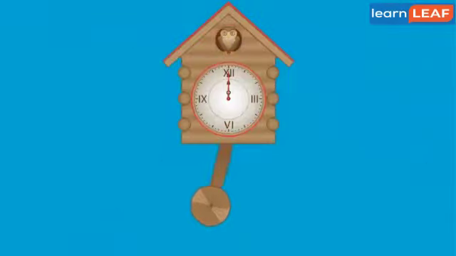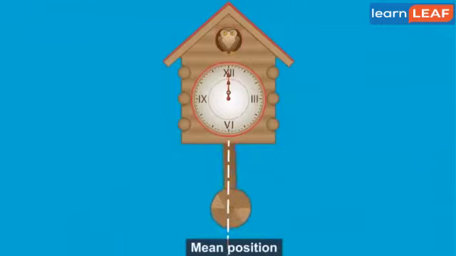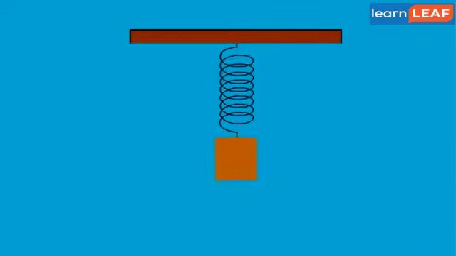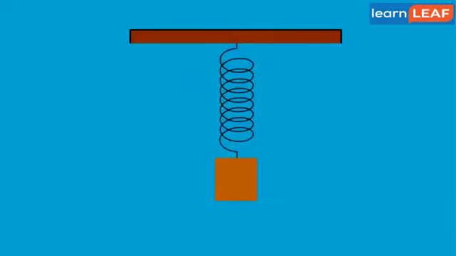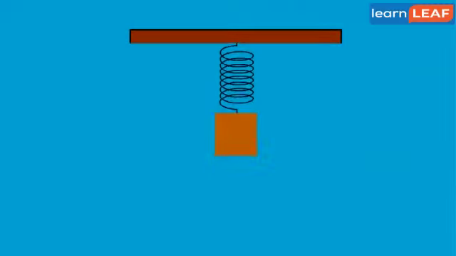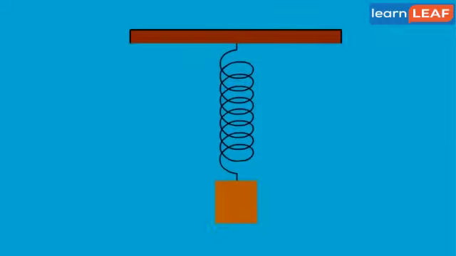Motion of the pendulum of a wall clock you see in your house is an example of oscillatory motion as the dial moves to and fro about the mean position. Also, the motion of a mass on a spring, when it is subject to the linear elastic restoring force, is also an oscillatory motion.